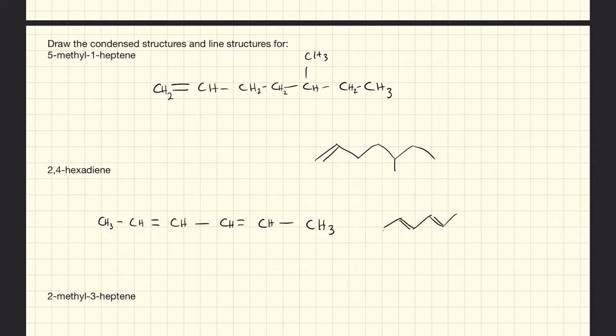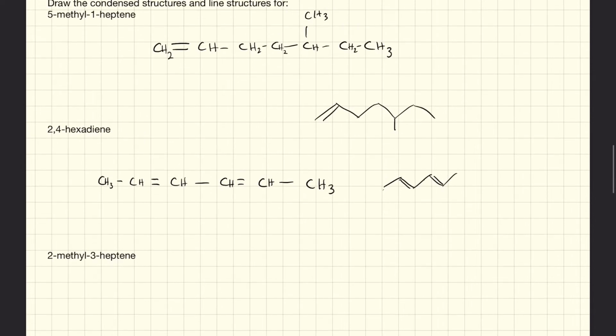And then the last one, 2-methyl-3-heptene. So once again, a 7-carbon chain. 1, 2, 3, 4, 5, 6. I can count, and that's awesome. There's 7. Okay, I'm going to put in my 3-heptene. 1, 2, 3. So there's my double bond. There's my methyl group. And then I can fill in.